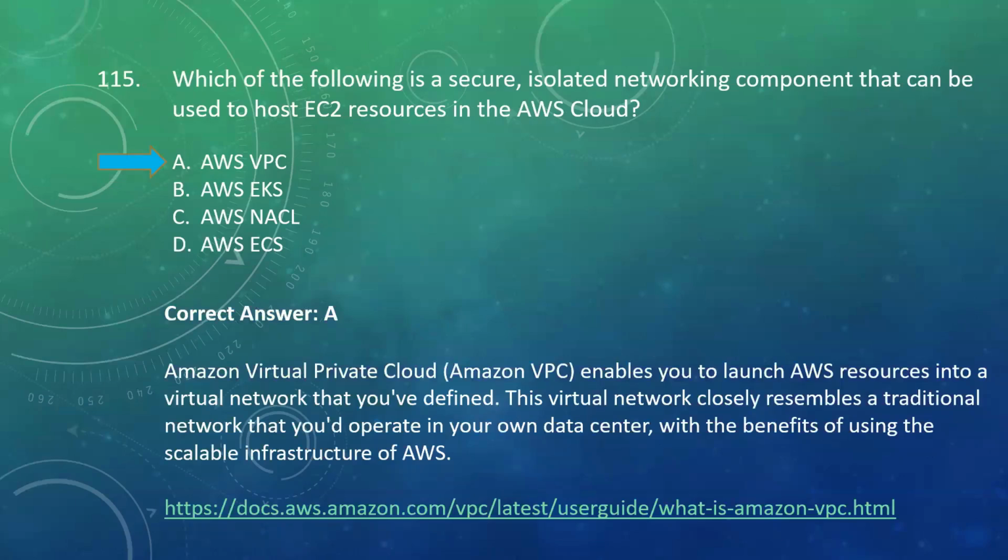Amazon VPC or Virtual Private Cloud enables you to launch AWS resources into a virtual network that you have defined. This virtual network closely resembles a traditional network that you would operate in your own data center, with the benefits of using the scalable infrastructure of AWS.